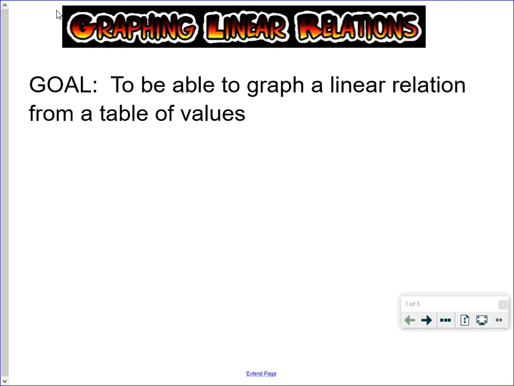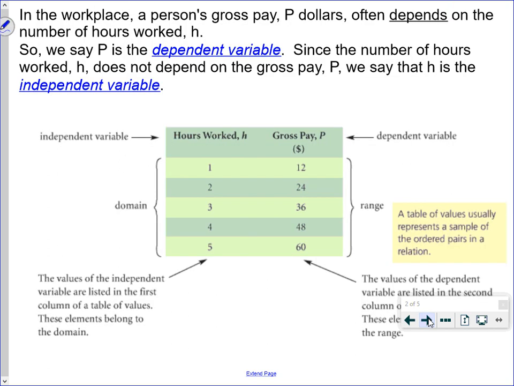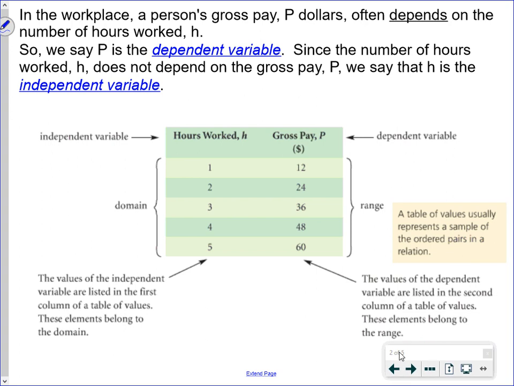In this lesson, we are going to graph a linear relation from a table of values. So in the workplace, a person's gross pay, represented with P, often depends on the number of hours worked, which is represented by H. So we say P is the dependent variable because the amount of pay that you get depends on how many hours you worked.